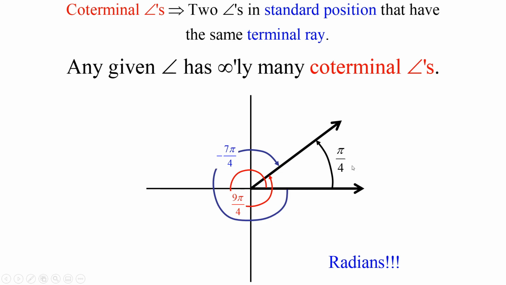Now, if I remember test questions, they usually do something like this. Give 2 coterminal angles of the angle pi over 4. Make sure one of them is positive and one of them is negative. Great test question right there.